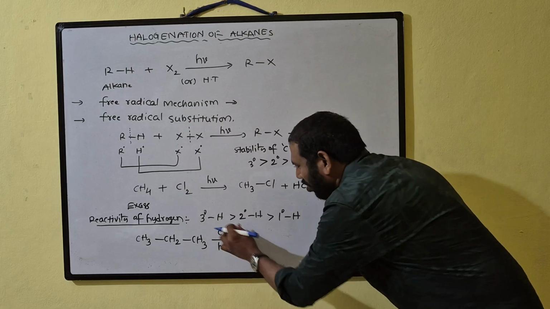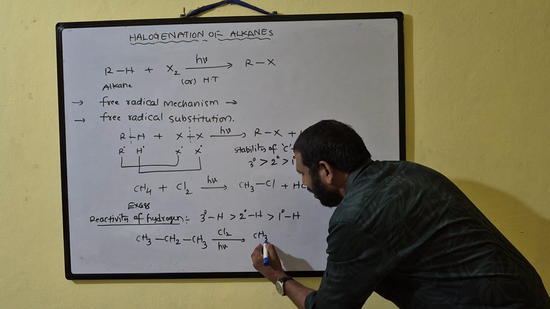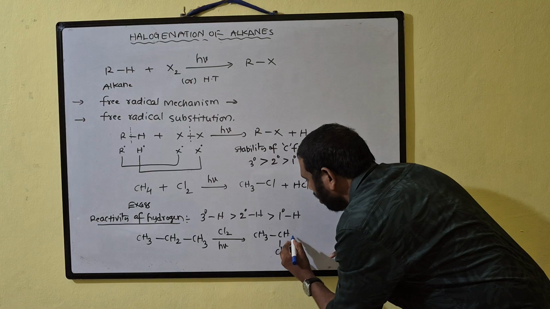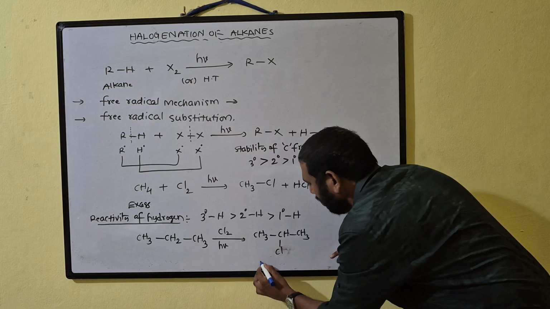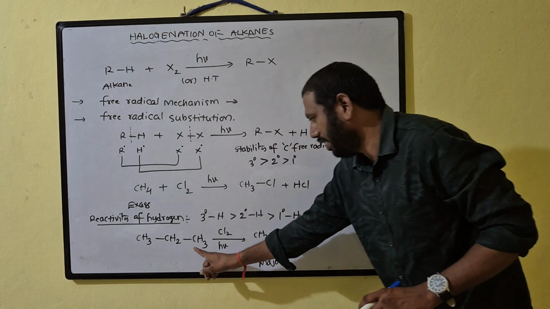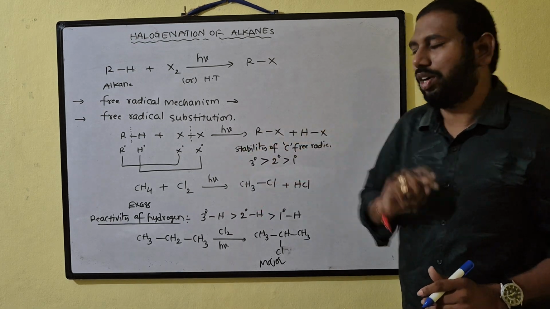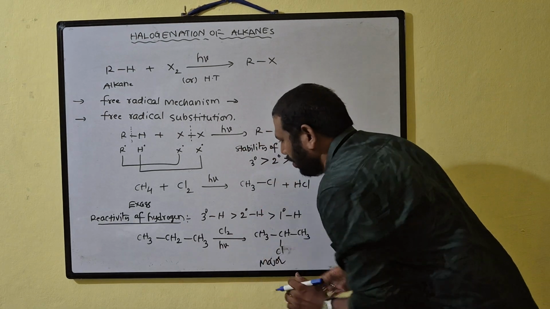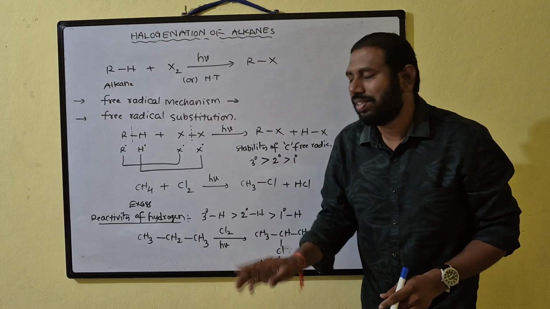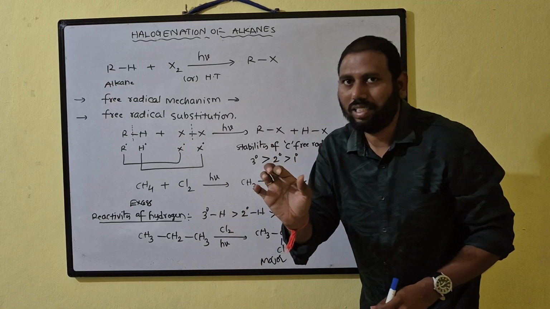Hence, chlorine substitution takes place at 2 degree carbon, giving CH3CHClCH3. It is the major compound. If the substitution takes place at 1 degree carbon, it also forms a product, but it is the minor product, because it forms a 1 degree carbon free radical, which is least stable.